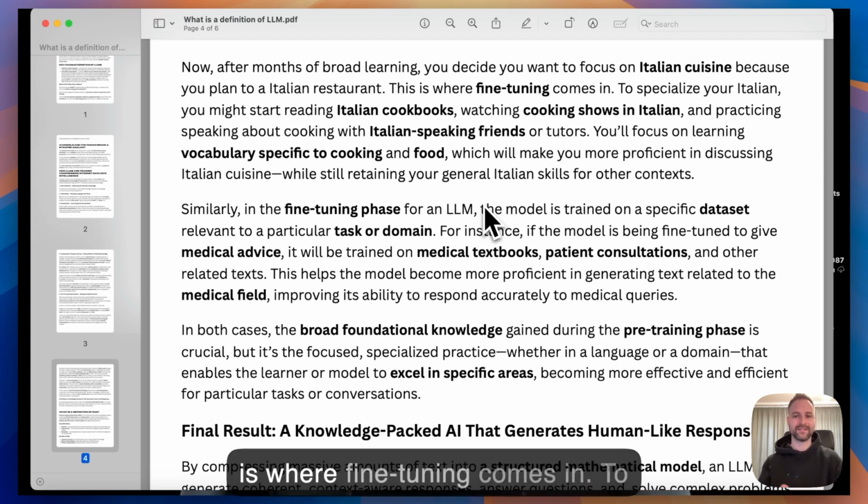This is where fine-tuning comes in. To specialize your Italian, you might start reading Italian cookbooks, watching Italian shows and cooking shows in Italian, and then practicing speaking about cooking with Italian-speaking friends or tutors. You'll focus on learning vocabulary specific to cooking and food, which will make you more proficient in discussing Italian cuisine while still retaining your general Italian skills for other contexts.